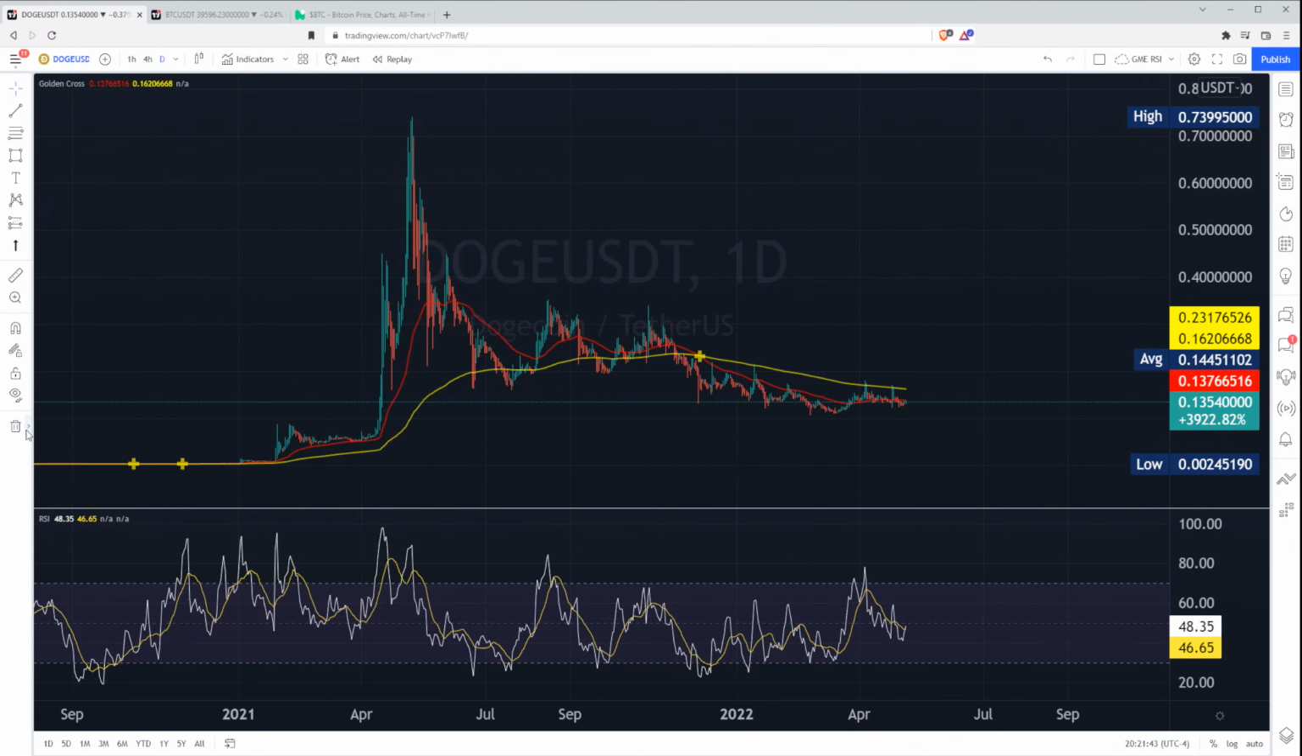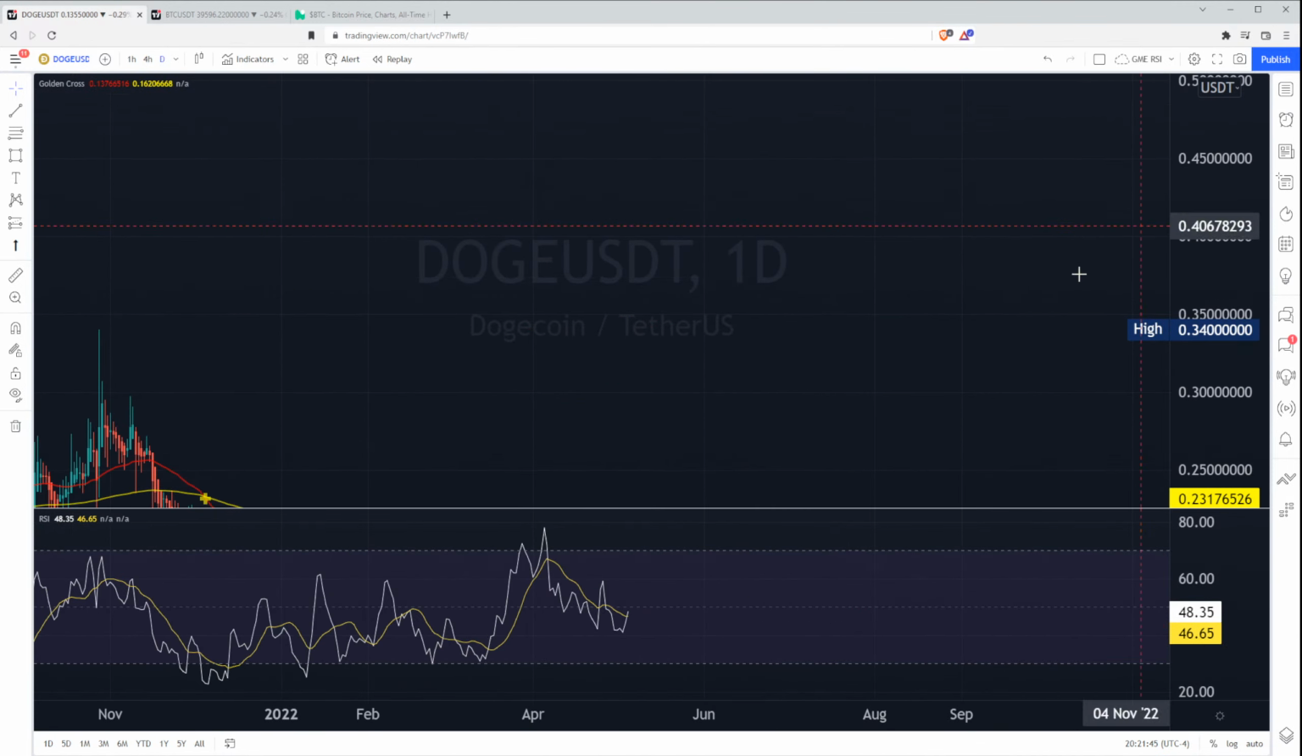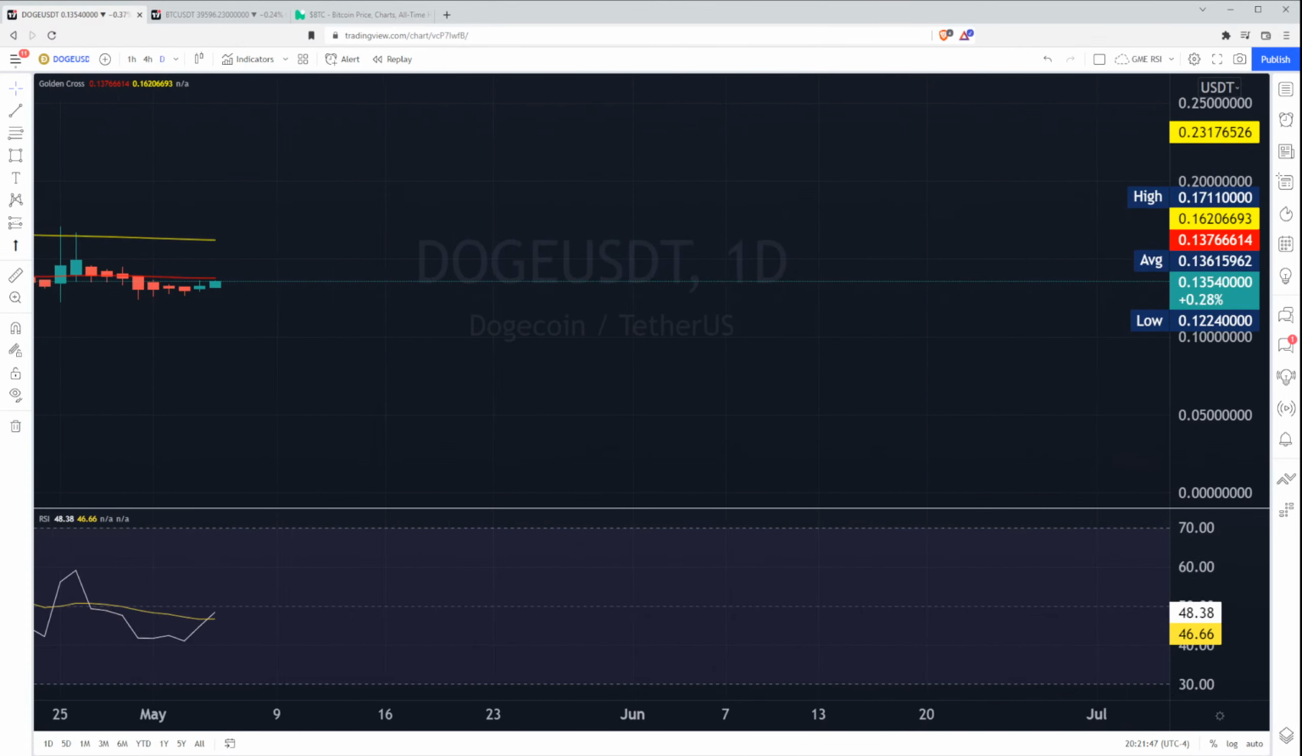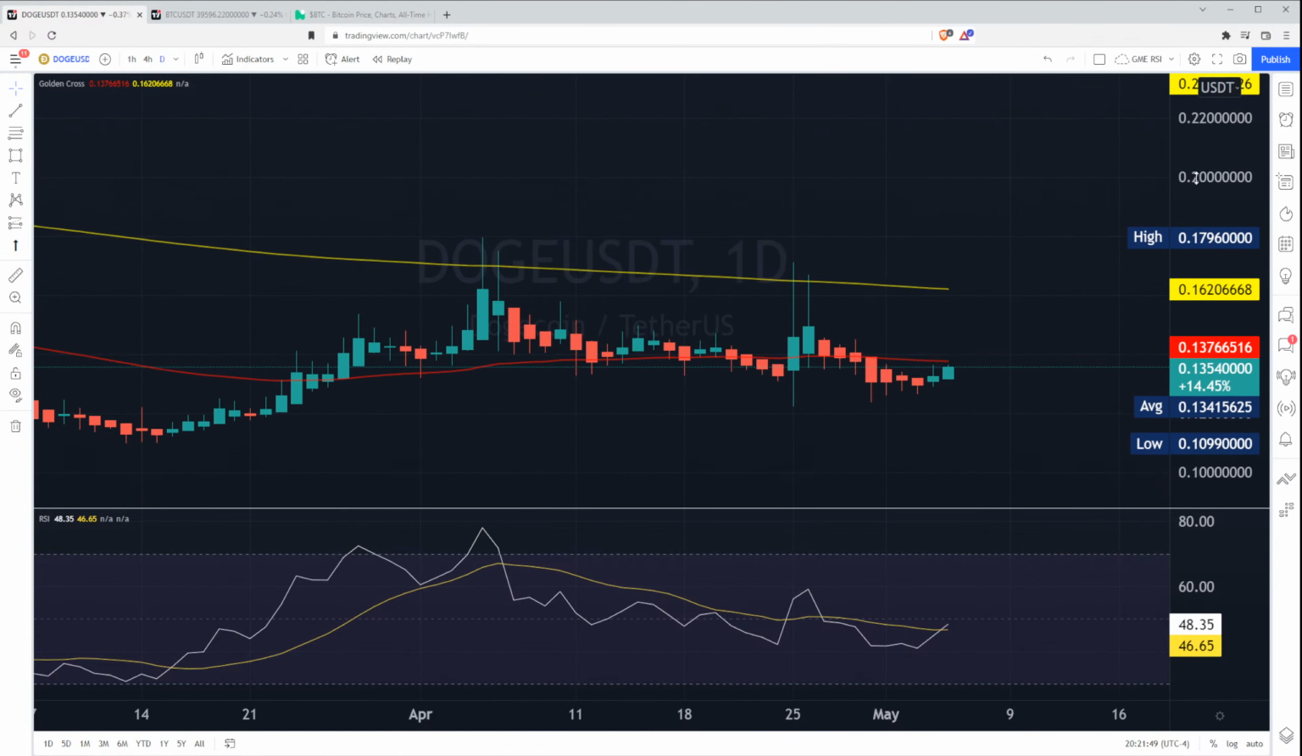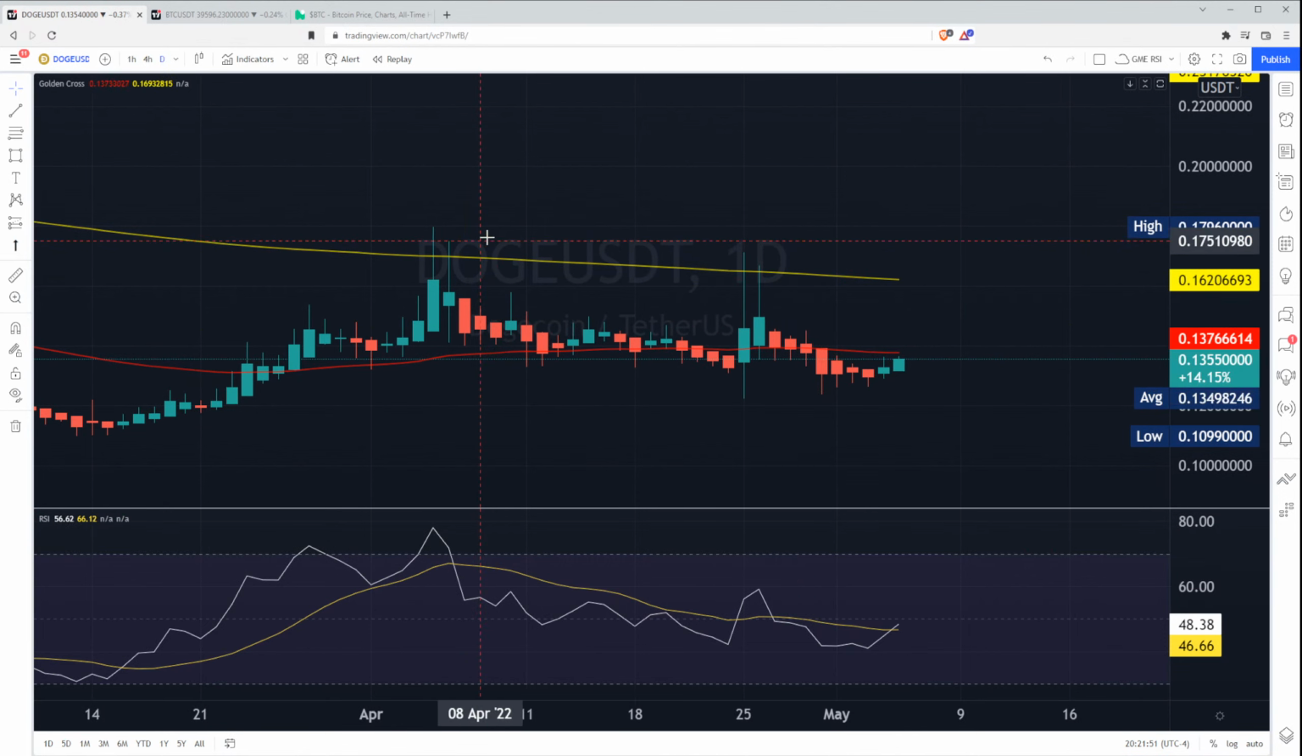So let's delete these drawings. And let me show you where we are today. Where are we at today? We've seen multiple times we broke above the moving average line. 1, 2, 3, 4 daily candles broke above, wicked above there.